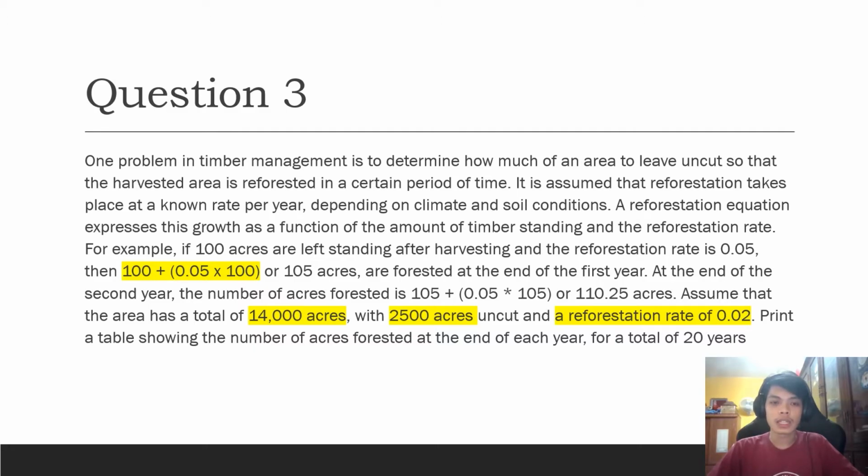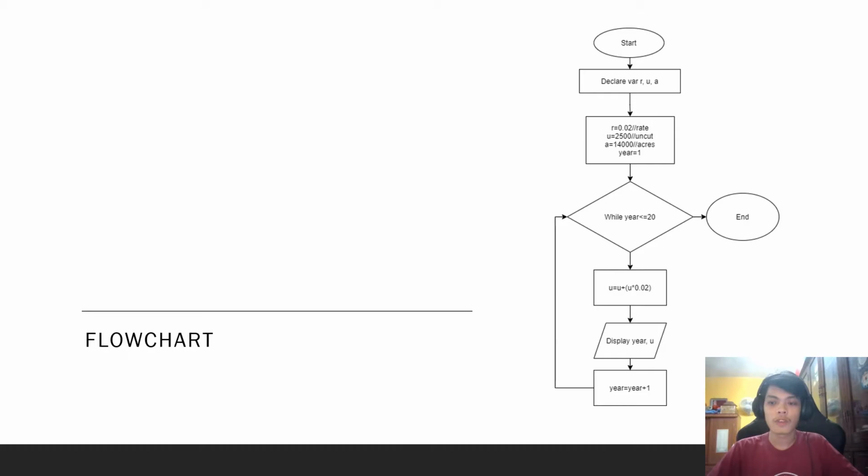So basically, the example given has a formula, which is 100 plus 0.05 times 100, where 0.05 is the reforestation rate and 100 is the acres left standing. So in this question, the values assigned are 14,000 acres, 2,500 acres uncut, and a reforestation rate of 0.02. So let's move to the flow chart.